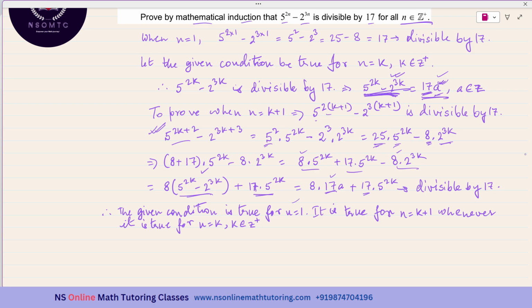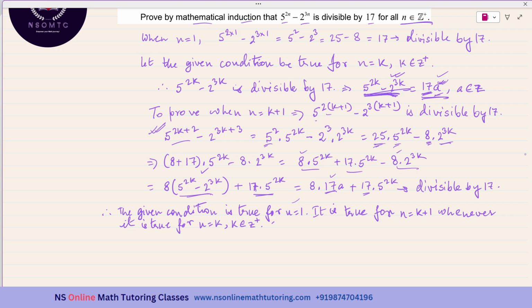And we have proved that for n equal to 1 it is true. Therefore, for n equal to 1 plus 1, that is n equal to 2, it will also be true. If it is true for n equal to 2, for n equal to 2 plus 1, which is n equal to 3, it should be true. So this way it will be true for every positive integer.